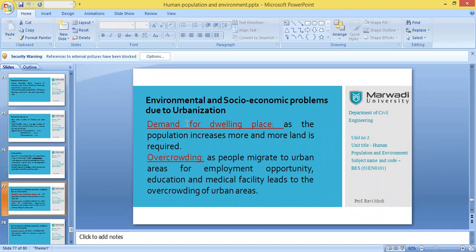Environmental and socio-economic problems due to urbanization. So what are the problems that the people are facing? Demand for the dwelling place: as the population increases more and more, land is required in more and more amount. Overcrowding: as people migrate to the urban areas for employment opportunity, education and medical facilities, it leads to overcrowding of the urban areas.